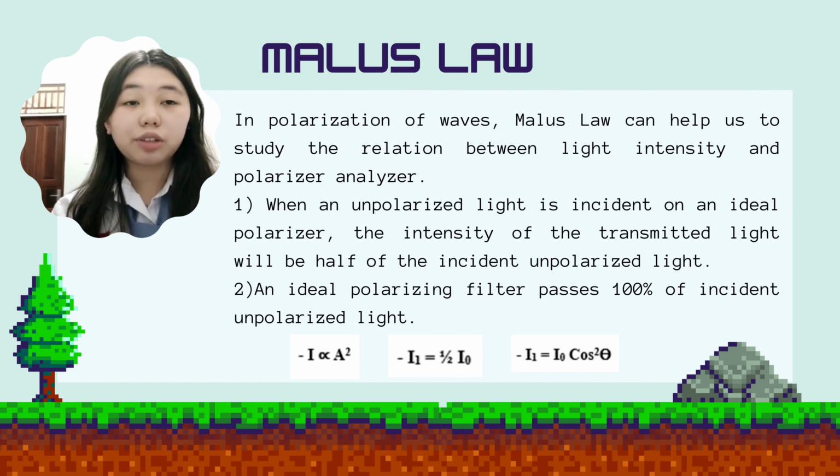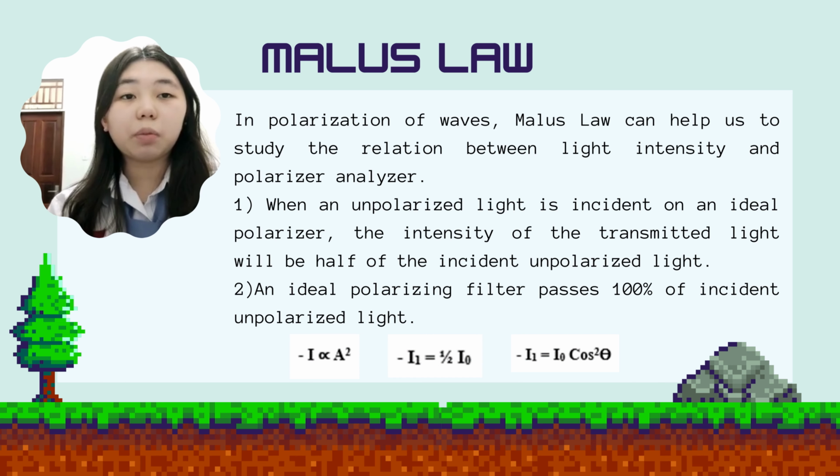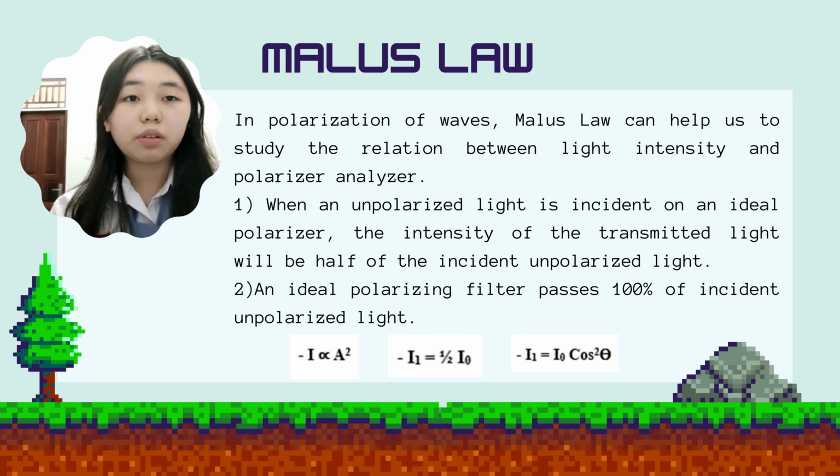Malus' law is named after Louis Malus, who discovered it. In polarization of waves, Malus' law helps us to study the relation between light intensity and polarizer and analyzer. There are some important points that we should remember about Malus' law. The first one is when unpolarized light is incident on an ideal polarizer, the intensity of the transmitted light will be exactly half of the incident unpolarized light, no matter how the axis of the polarizer is aligned. The second, an ideal polarizing filter passes 100% of incident light which is polarized in the direction of the polarizer's polarizing axis.